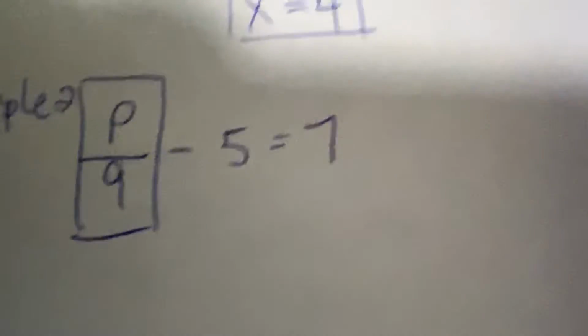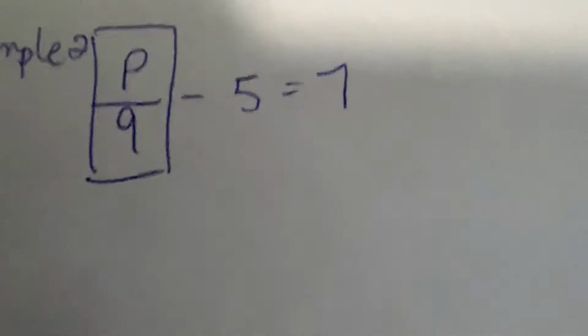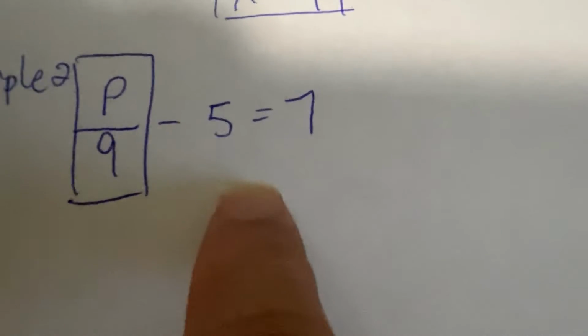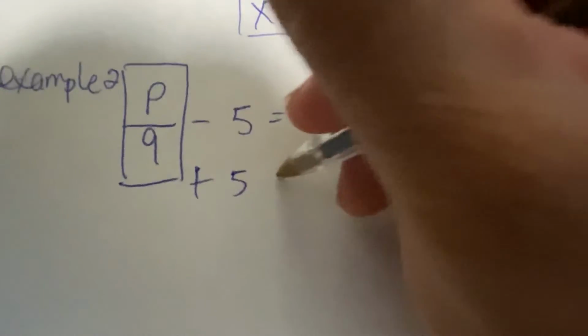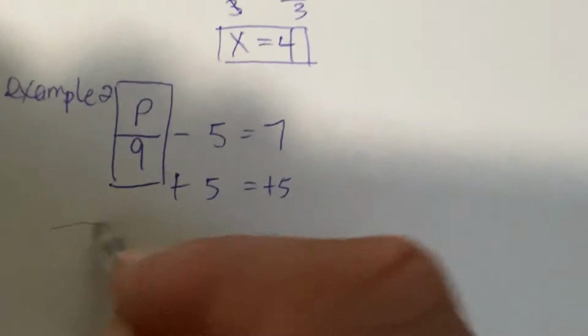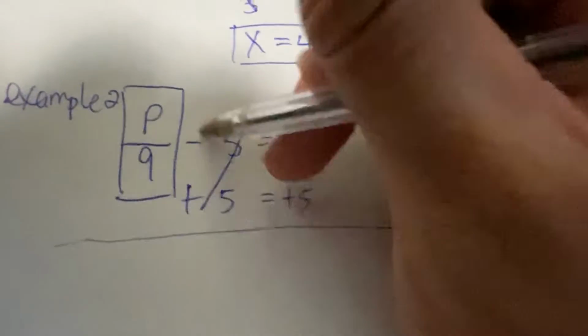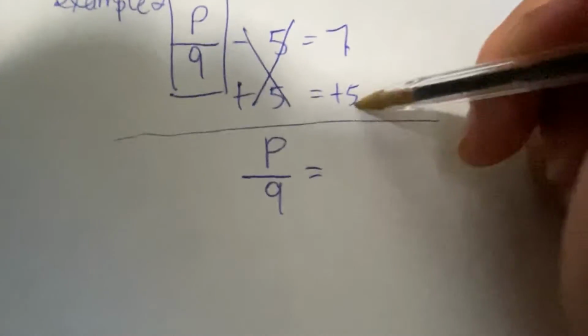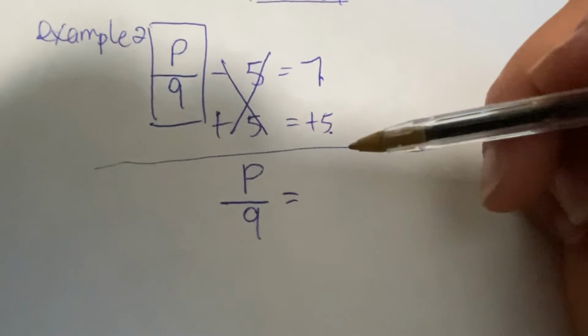Okay, I'm doing the same thing. I'm boxing my variable. Now, by me doing that, I know I want this by itself. So I have to get this -5 out of here. I got to get it out of here. So I'm doing the opposite of what I see. I'm adding 5 on both sides. And by me doing that, this cancels out, leaving me with p over 9 equals now 7 plus 5. And what is that, 12?